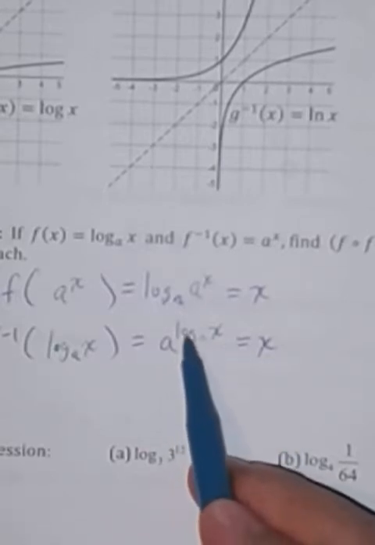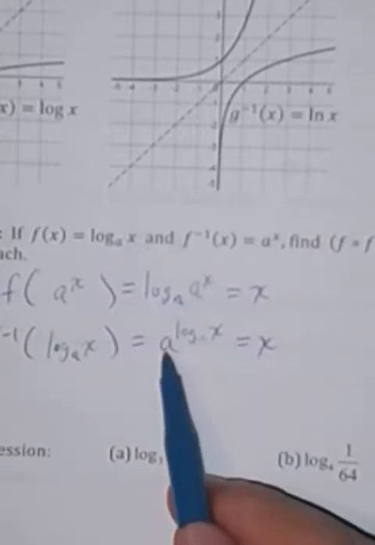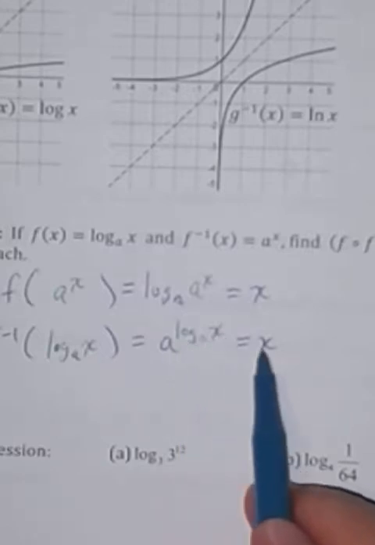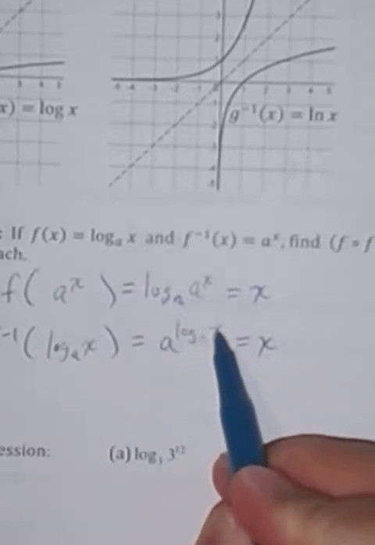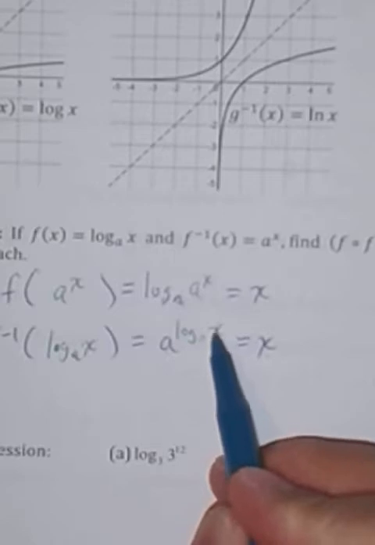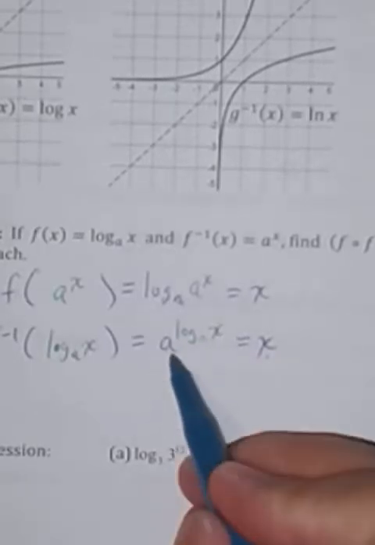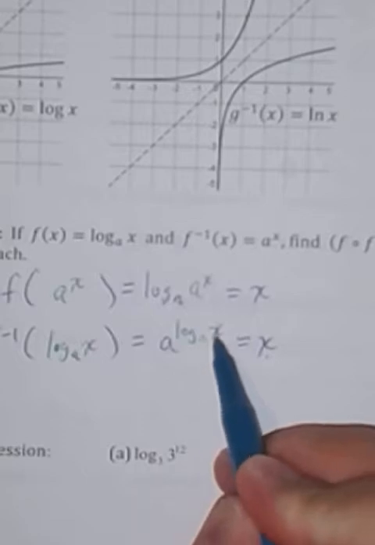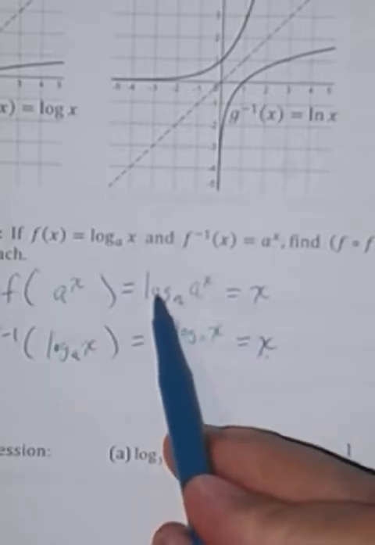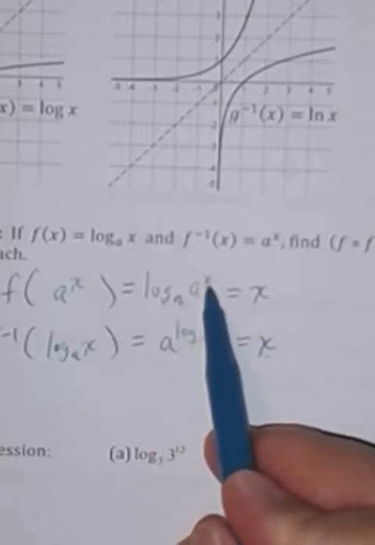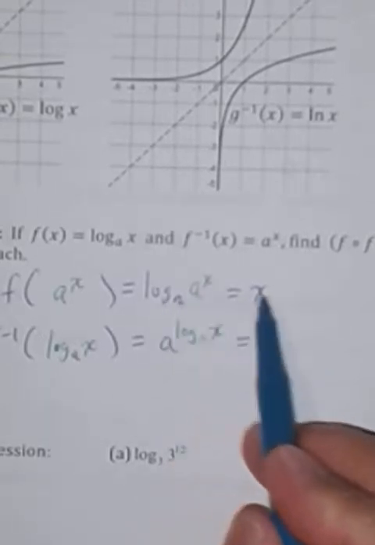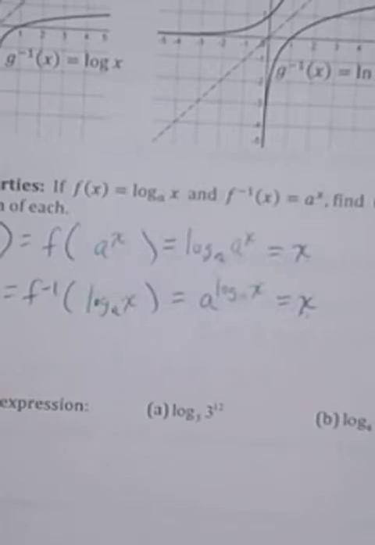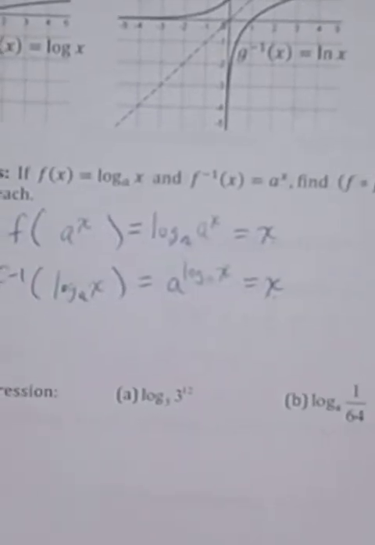So 2 to the log base 2 of x is x. 5 to the log base 5 of x is x, right? Or 5 to the log base 5 of 0.6 is 0.6. 2 to the log base 2 of 0.6 is 0.6. Same thing here: log base a of a to the 0.6 is 0.6. Okay, log base a of a to the 7th is 7, right? Etc. All right, let's try some of these examples.